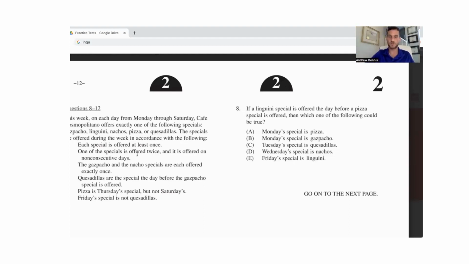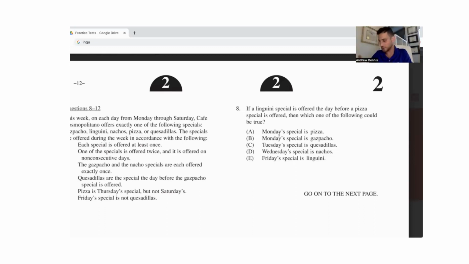So let's look at the answer choices. Is it possible that Monday special is a pizza? No, it must be Q on Monday, right? Is it possible that Monday special is gazpacho? No, it must be Q on Monday. Is it possible that Tuesday special is quesadillas? No, it must be G on Tuesday. Is it possible that Wednesday special is nachos? No, it must be linguine on Wednesday. So it has to be E.